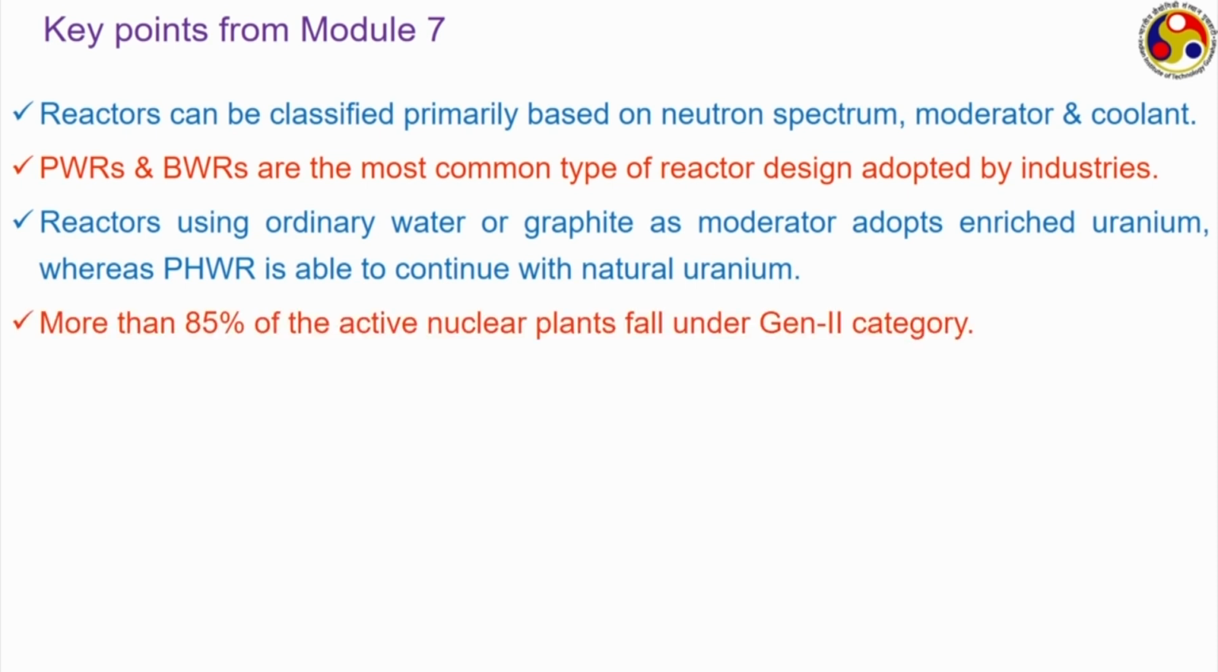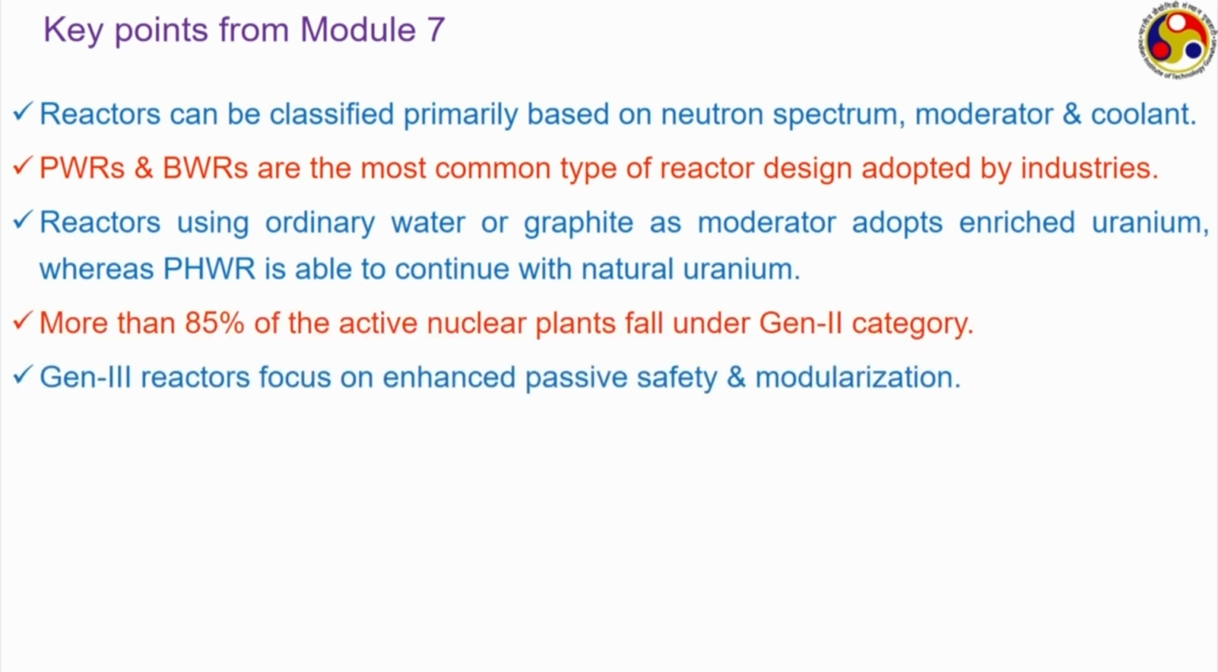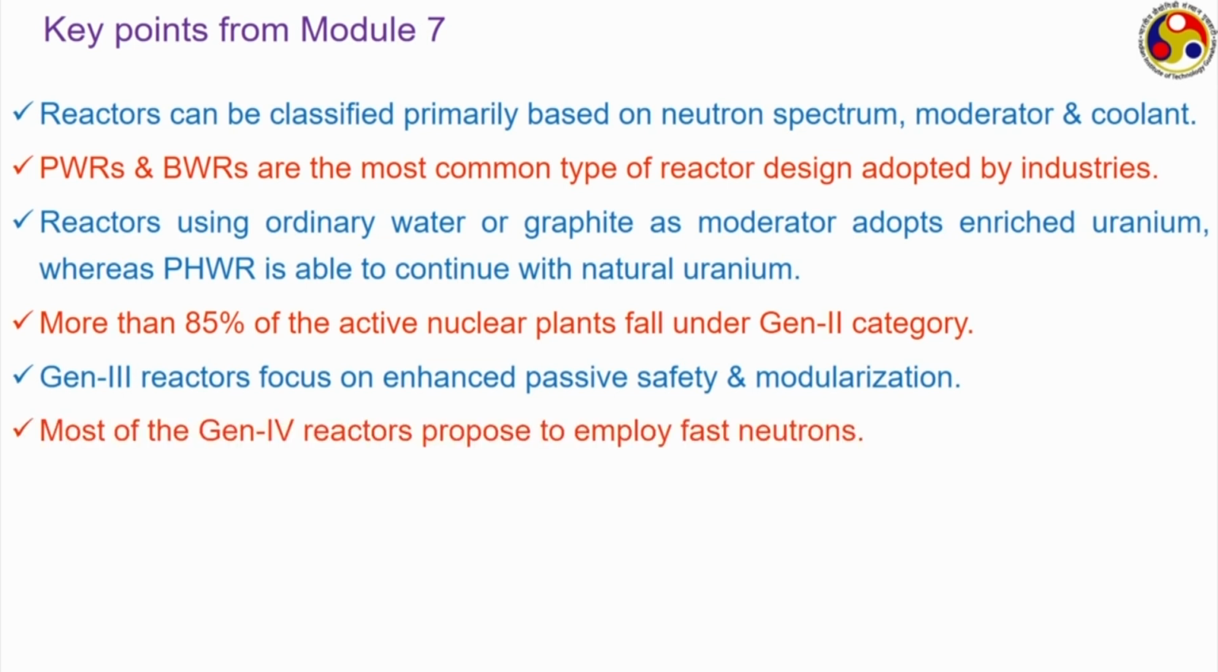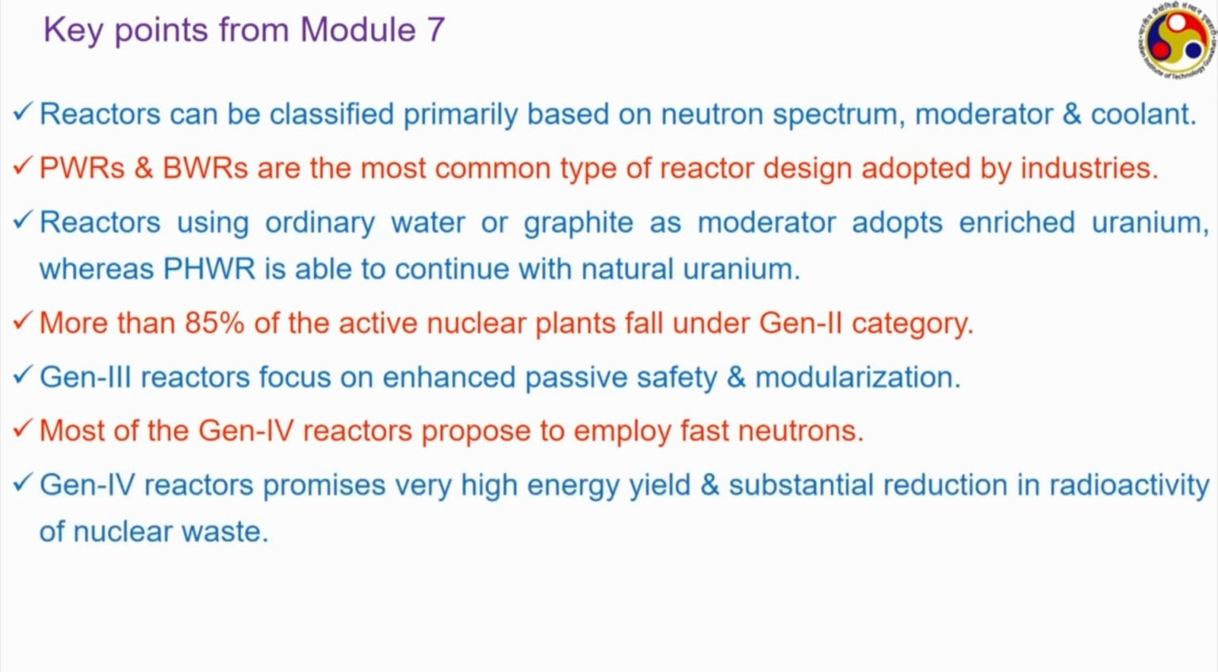More than 85% of the active plants fall under the generation 2 category, but generation 3 plants have also started to come in, which focus on enhanced passive safety and modularization. And finally, most of the generation 4 reactors propose to employ fast reactors, and they promise very high energy yield and substantial reduction in radioactivity of nuclear waste, and also substantially higher thermal efficiency compared to the generation 2 plants. So, I hope you have got a broad overview of the thermal nuclear reactors that we have at the moment, and also those which are expected to come in next 30-40 years.